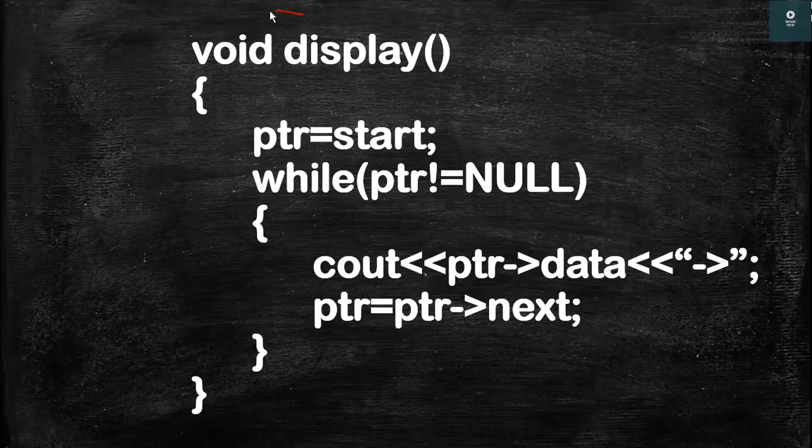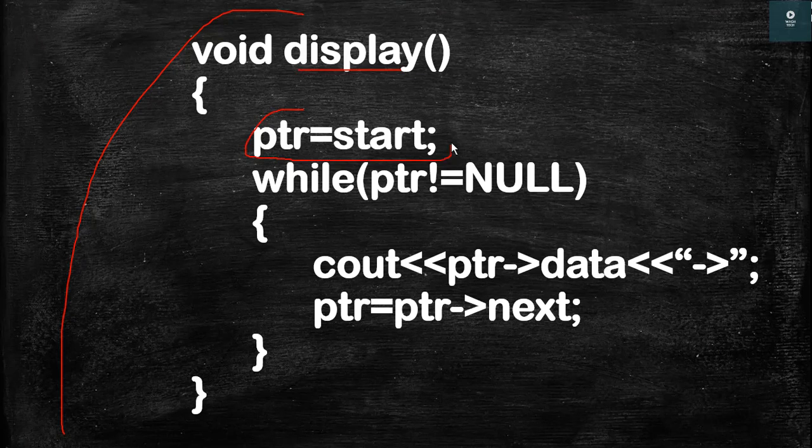Now here is the code. So we have the name of the function as display. Now after this, we are assigning the pointer ptr as start, that is ptr is pointing to the first element of the linked list. Why? Because start has the address of the first element. Therefore now ptr is pointing to the first element.